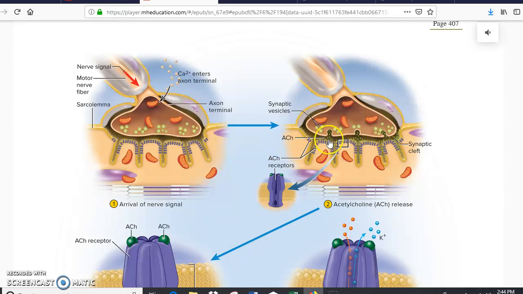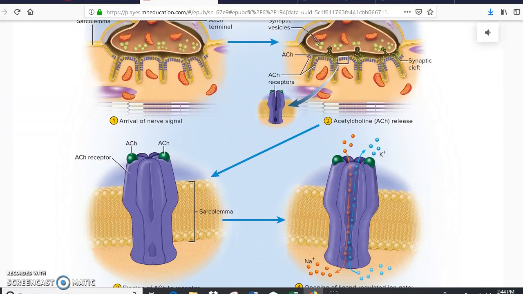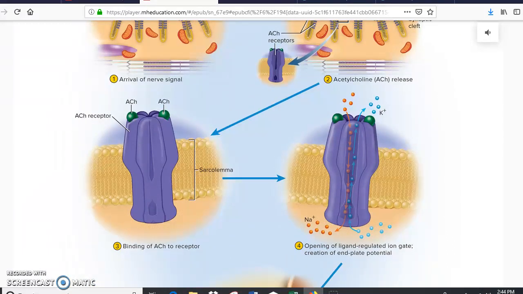Here, inside the synaptic cleft, the acetylcholine will diffuse through the synaptic cleft, and it is going to reach these purple receptors that you have in here, which are going to be receptors for acetylcholine, and these receptors are going to be located in the muscle.